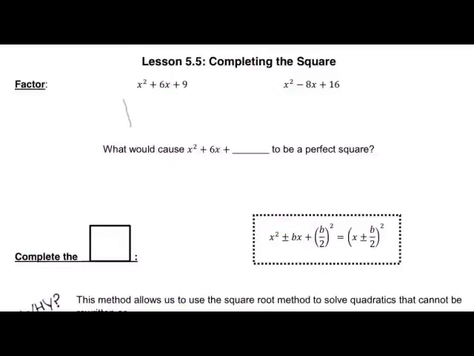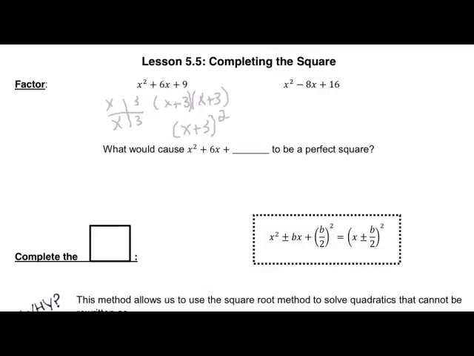So if we factor this, we want factors of x squared, so x and x on the left hand side. On the right hand side we want factors of 9, or our last term, and we want them to add up to be 6. So we're going to have to use 3 and 3. So our factors are x plus 3 and x plus 3. And we know that this can be written as x plus 3 quantity squared.